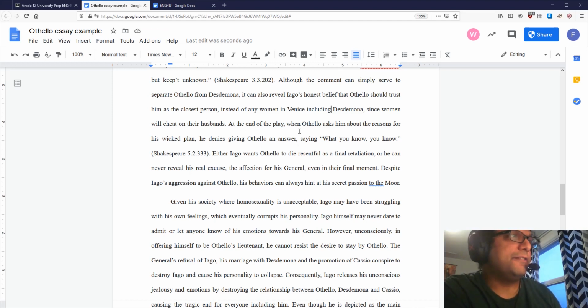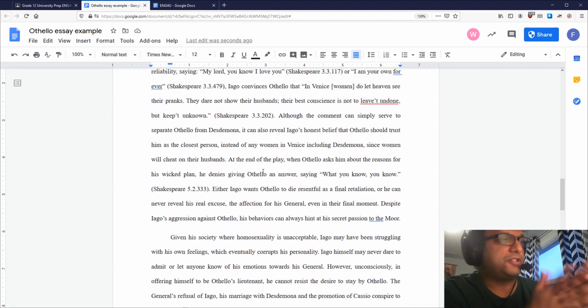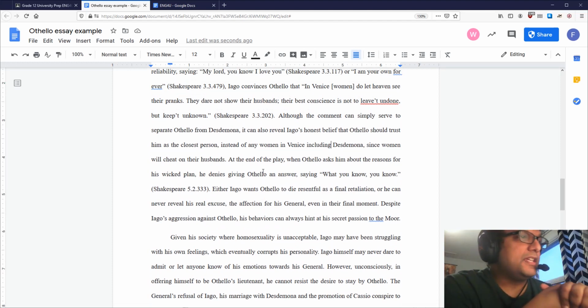"At the end of the play, when Othello asks him about the reasons for his wicked plan, he denies giving Othello an answer, saying, 'What you know, you know.' Either Iago wants Othello to die resentful as a final retaliation, or he can never reveal his real excuse, the affection for his general, even in their final moment. Despite Iago's aggression against Othello, his behaviors can always hint at his secret passion to the mor."